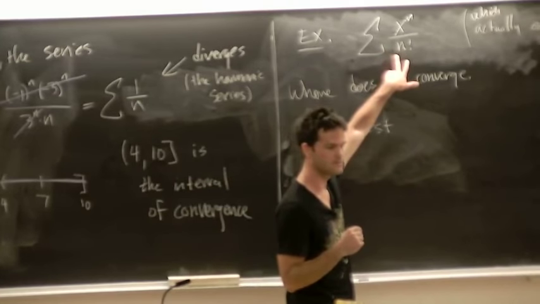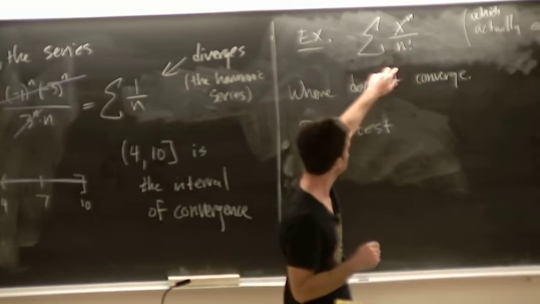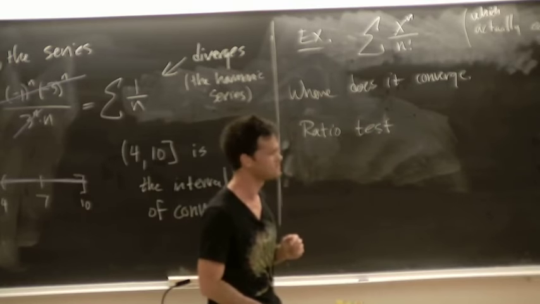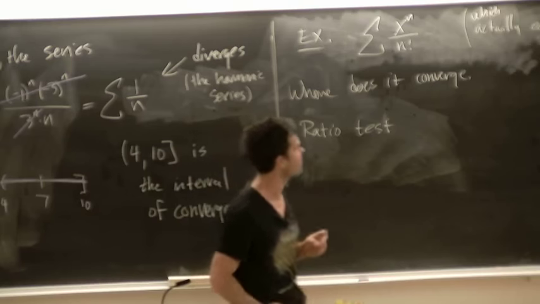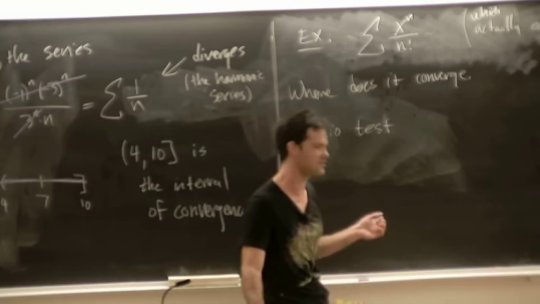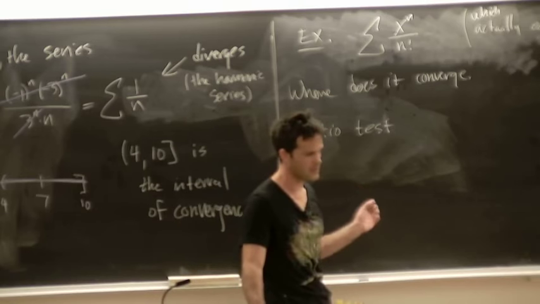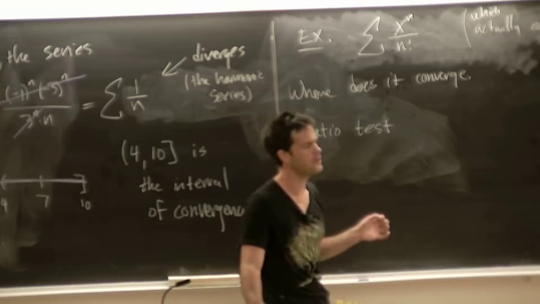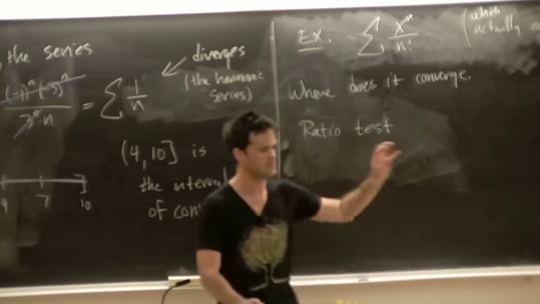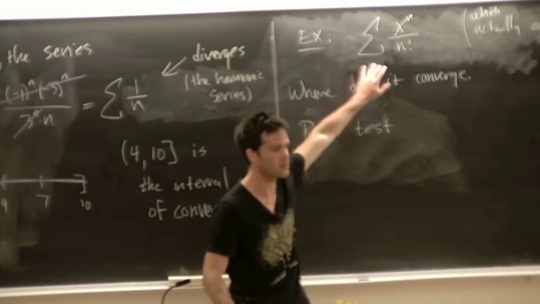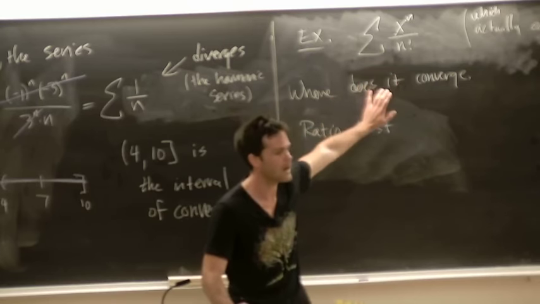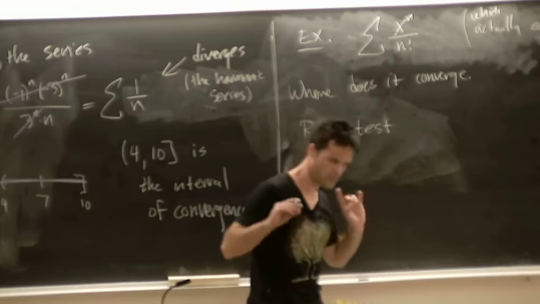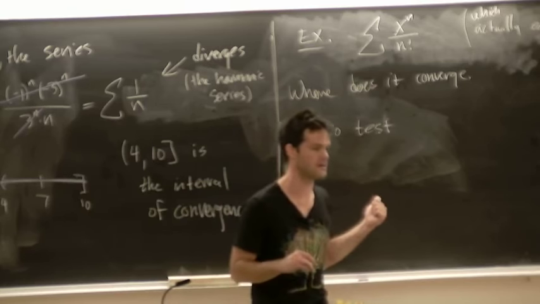Yeah? What if n is very small and x is very big? Like if x is 2 and n is 1? Yeah, that's true. It could potentially be a very big number if x is very big. But all that we care about is what happens eventually. So this sum can equal 1,000,000 to the trillionth power. That's still a finite number. What we don't want is for it to equal infinity.